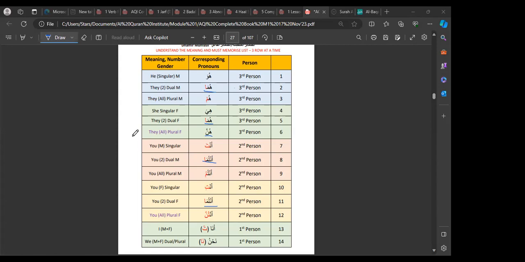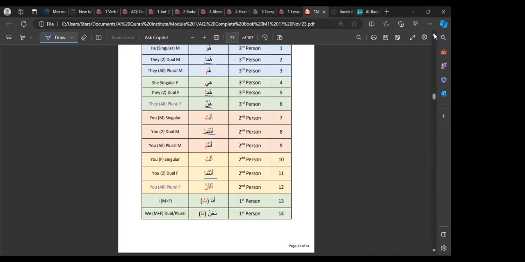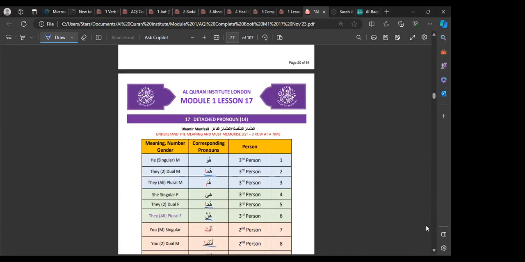And you do it in those sets of 3. So huwa huma hum, hiya huma hunna, 3, 3, 3, etc. Okay, bismillah. We will move on to the next lesson, inshallah. This is it at the moment for pronouns. So we've covered the 4 different types of pronouns: attached, detached, relative, and demonstrative.